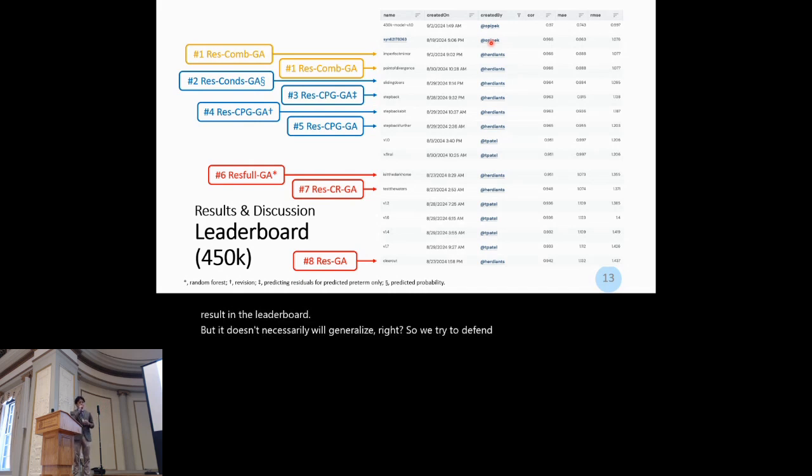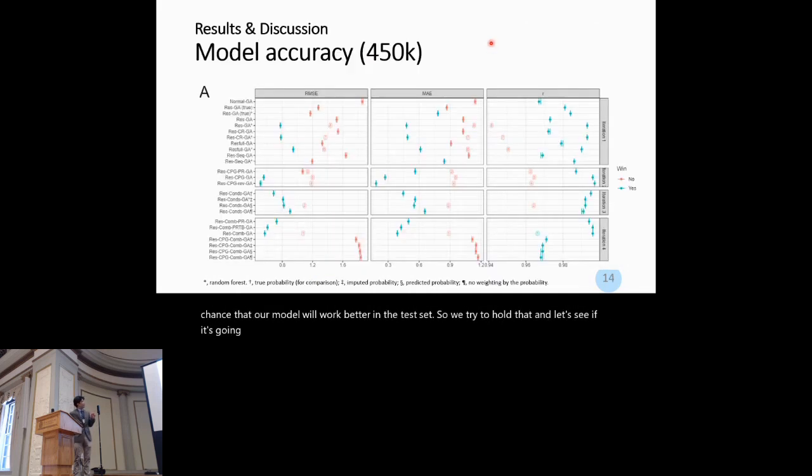But the idea is, if the approach of the top performer is like retraining the model, it is very likely that our model will work better in the test set. So we try to hold that and let's see if it's going to work. But we have confidence in that. So this should give you a sense of how medical condition, how considering the phenotype data, is going to help the modeling strategy. So we just try to do some comparison here.